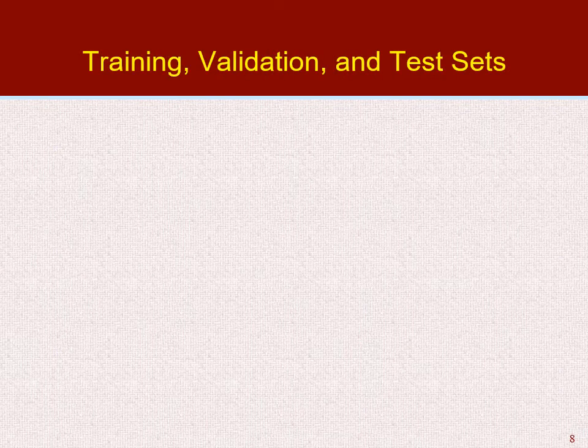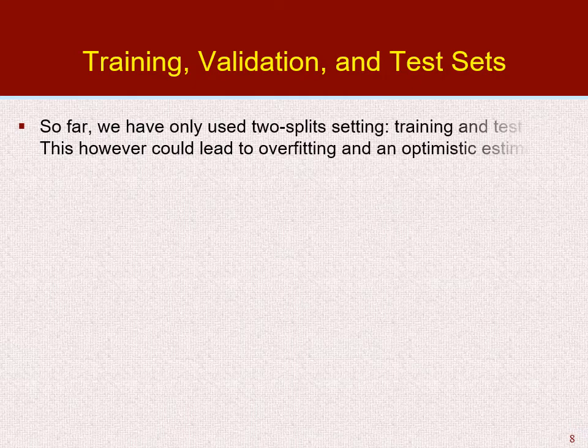Training, validation, and test sets. So far, we have only used two split settings: training and test sets. Even in our most progressive approach, the k-fold cross-validation setting, we have split the data into a training set and a test set, and we have used those two splits for tuning our parameters, for model selection, and for evaluating the performance of our model.